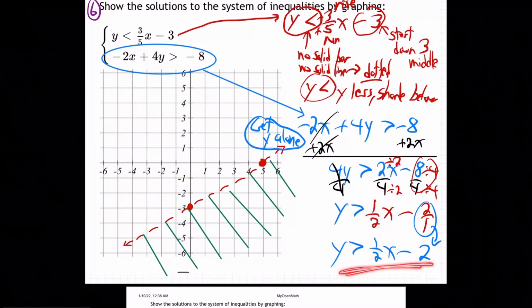So there we go. So let's graph it. Where do we start? You know it's this number out here. Start. That's going to be down 2 in the middle right there. It's our first stop. And then this is our rise over our run. They're both positive, so I'm going to go up 1 over 2. There's our second dot.